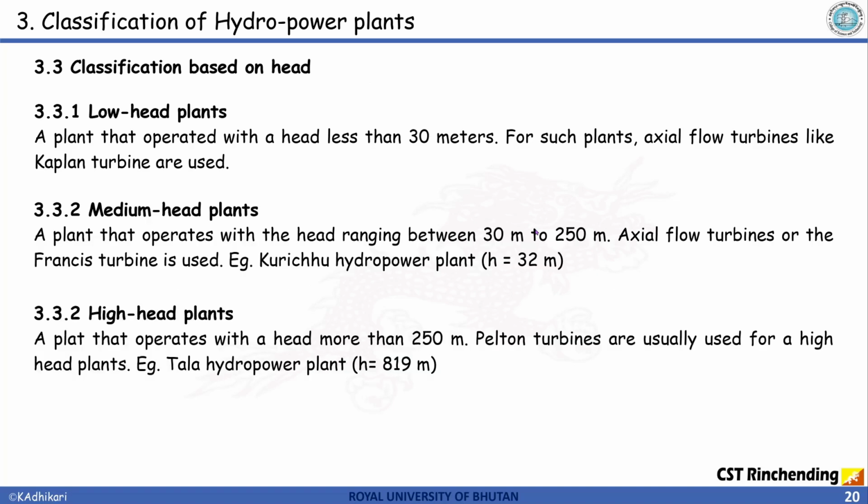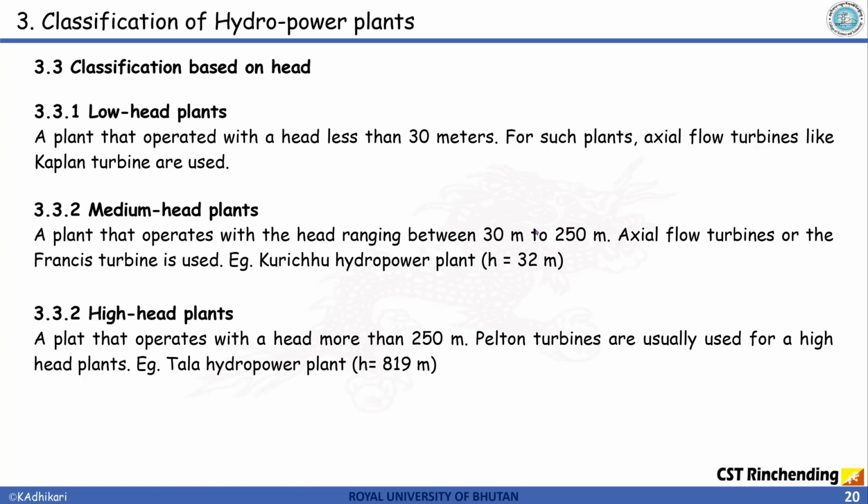As I said, there are three types of plants, right? Low head, medium head, and high head. Low head power plants are those which operate with a head of less than 30 meters, medium operate between 30 to 250 meters, and high head operate at more than 250 meters. An example of medium head plants in Bhutan is Kurichu, and maybe Basochhu also, I'm not very sure, but I think Basochhu also comes under medium head plants.